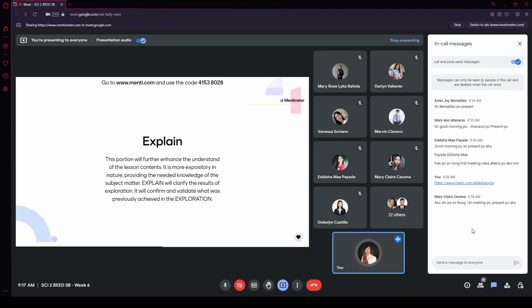Okay, so that's the explain part, right? Usually that's more expository, but I would advise you to ask more questions. How would your students arrive at these answers? So you use scaffolding. When we say scaffolding, in your methods, we ask several questions for the students to arrive at the correct answer.